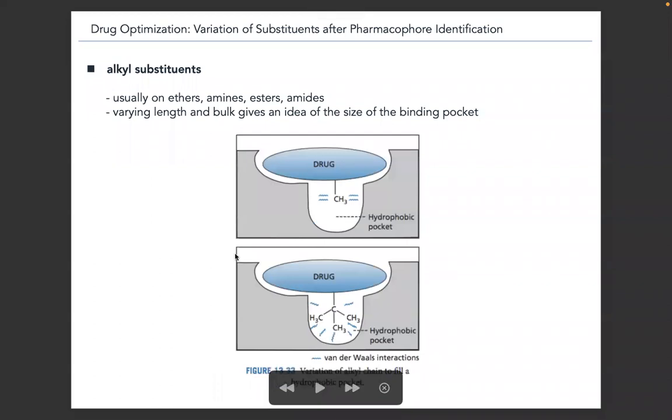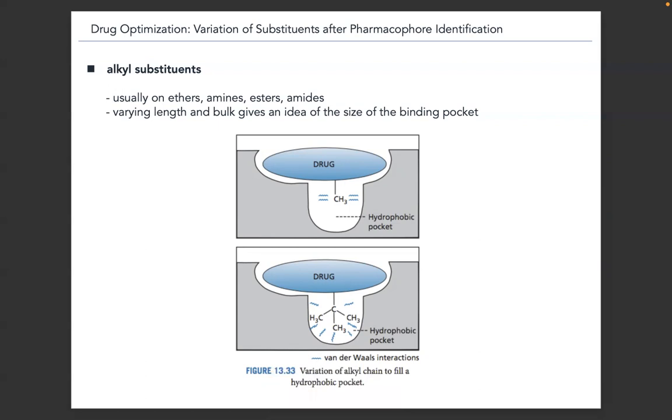Alkyl substituents, right? These are, I think, the underappreciated category of what we'll quote unquote call functional groups. They're usually right on ethers, amines, esters, amides, etc. We talked a lot about methylating or demethylating a functional group. But varying the length and bulk gives an idea of the size of the binding pocket.